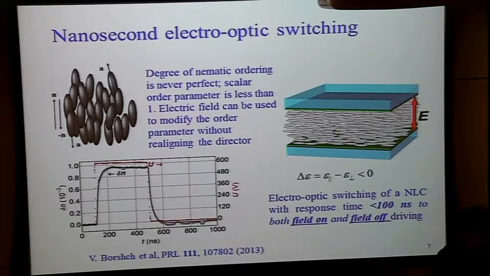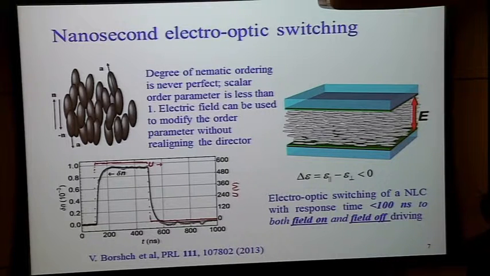But there are also some different approaches. Instead of realigning the director, you might work in the configuration when the director doesn't want to realign. For example, here you have a director in the planar cell, and delta epsilon is negative. That means if I am applying the electric field across the cell, the director does not need to realign because it's already in the energetically preferred direction. But what happens is that, remember, director is not the whole story about the order in the nematic liquid crystal. There is also the degree of order around this direction.